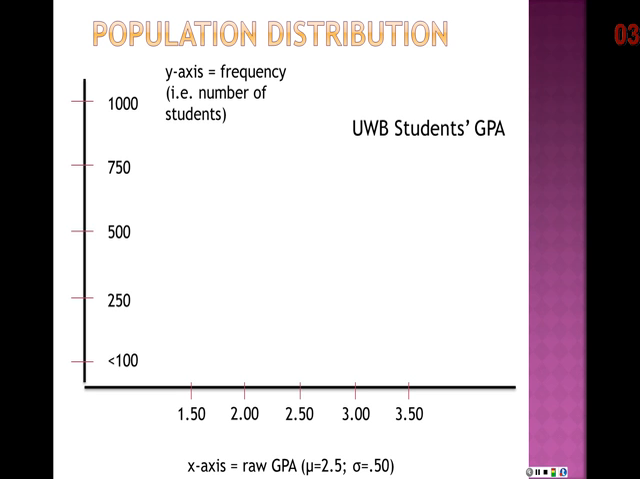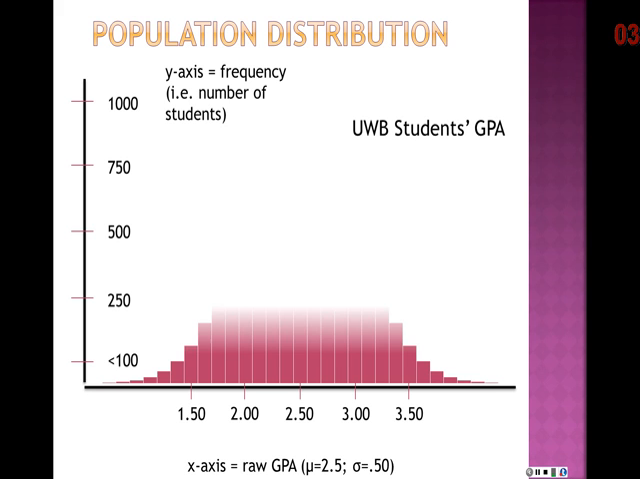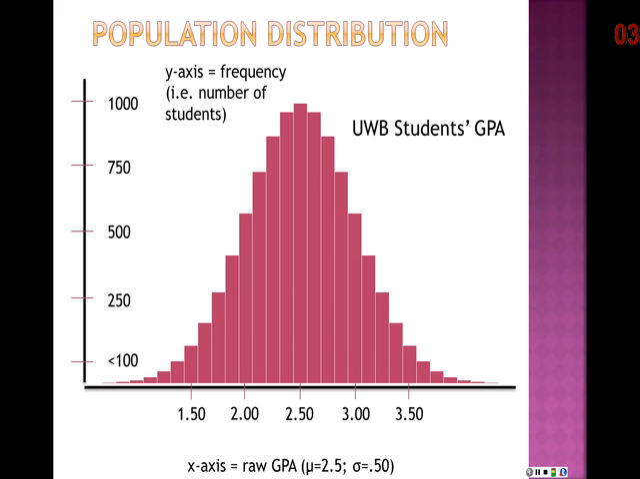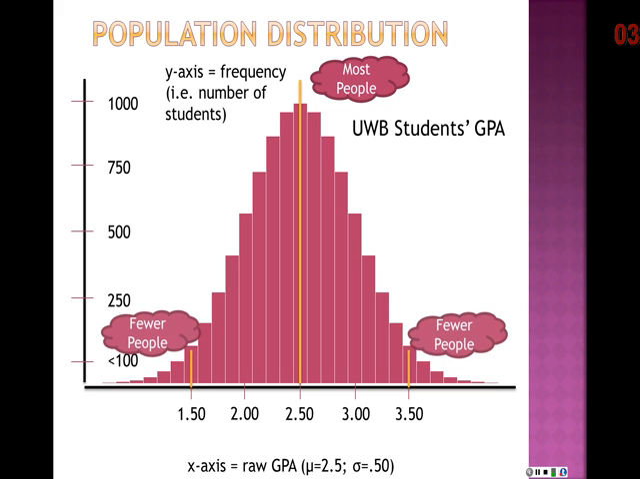On the y-axis it represents the frequency or the number of students who have that GPA. And so you've seen this before. This is often represented by a histogram. And what we find here is that most people sort of cluster in the middle with a GPA of 2.5, right? So that's the most frequently occurring grade point average. Most of the people have that grade point average. And then fewer people are at the tails. So fewer people have much higher grade point averages, and fewer people have much lower grade point averages.